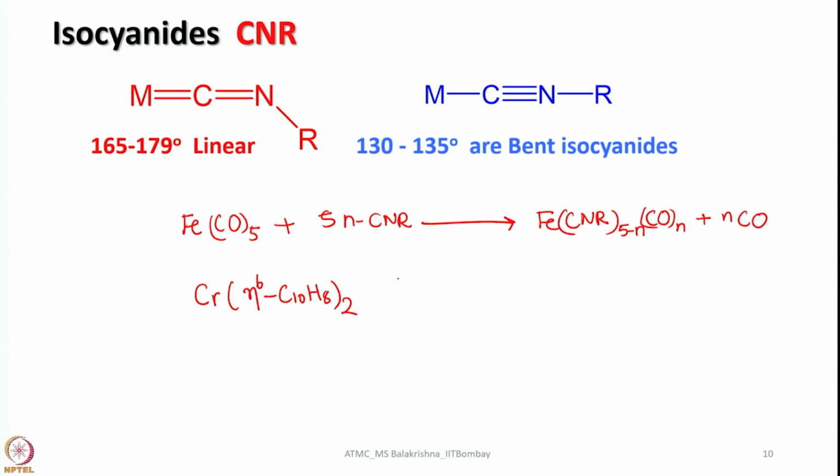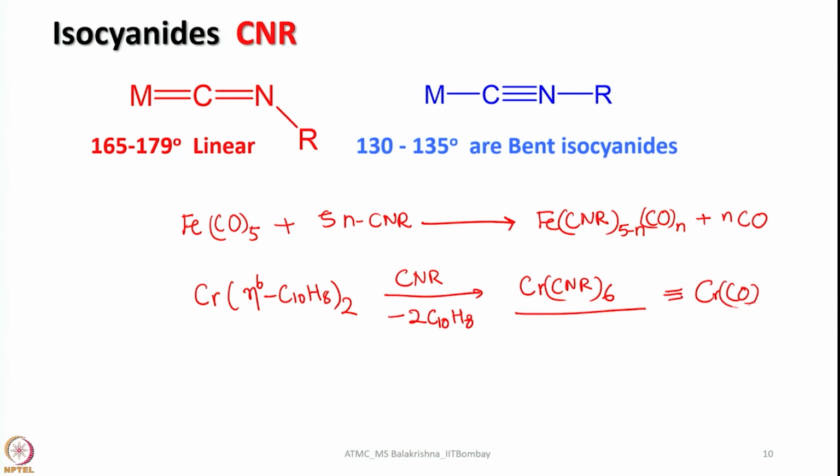You take this zero valent complex again and treat it with CNR, and one can make a homoleptic complex. This is very similar to Cr(CO)6, an 18 electron species. So, one can also make this compound.